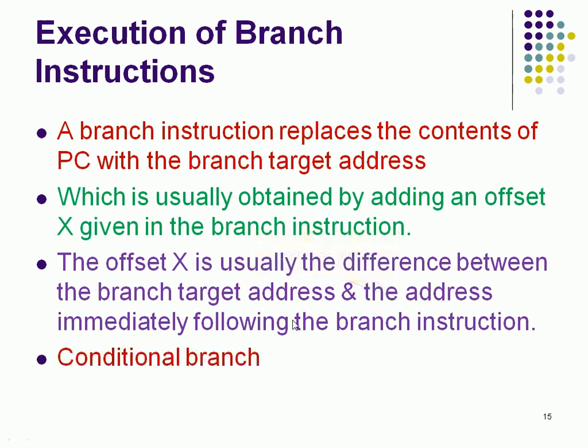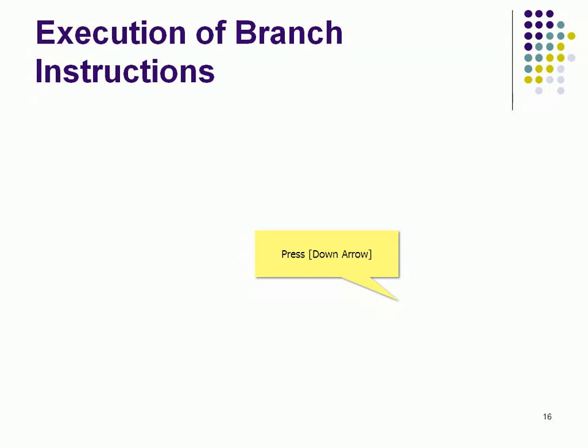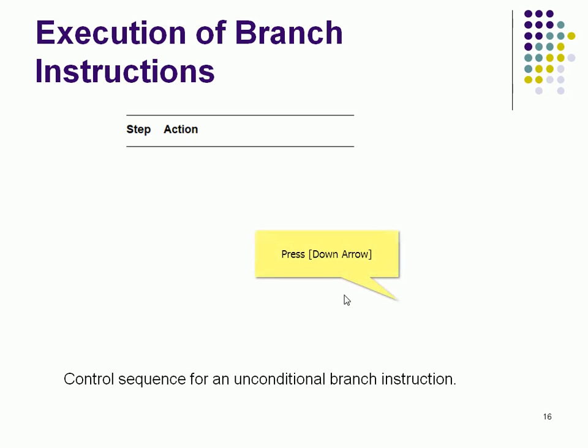That address needs to be found, and there is also the conditional branch. If X is greater than 0, then branch, or sometimes it depends upon some flag values; if the conditions are satisfied, then branching, the jump, will take place. For execution of the branch instruction, let us see the control sequence for the unconditional branch instruction. There are a few actions.